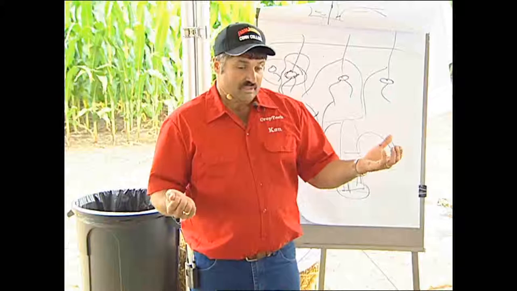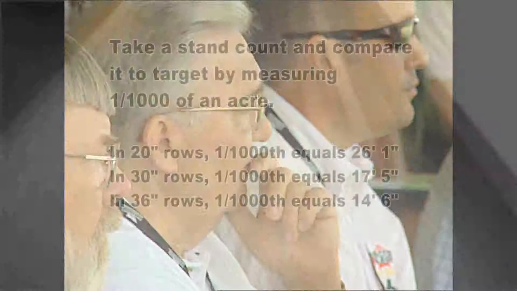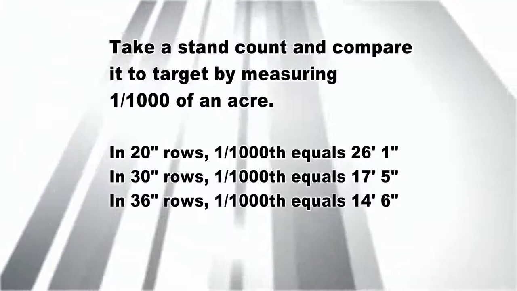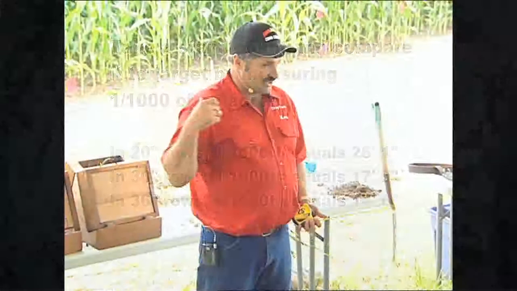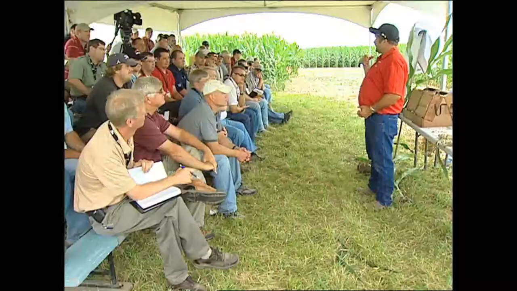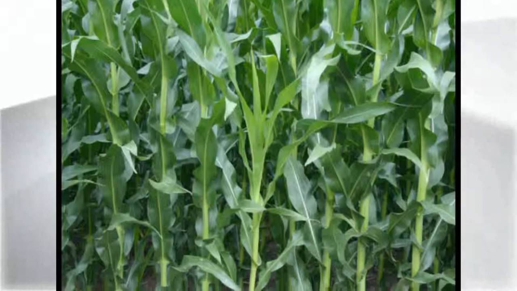So the way they know that is they're out there working with it. Now, we need some tools. You're going to go out there and stretch a tape for a thousandth of an acre. In this case, we're going to be 17.5. We're going to stretch that tape, mark the ground, and count population. And then we're going to make a prediction on ear count. And when we say ear count, if the stalk is one-third less the size, we would count it out.